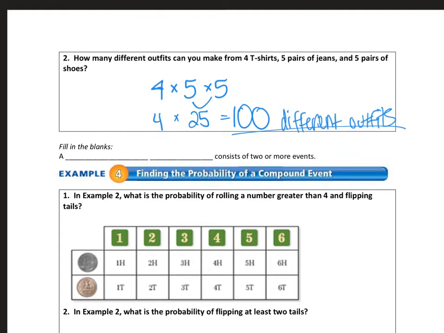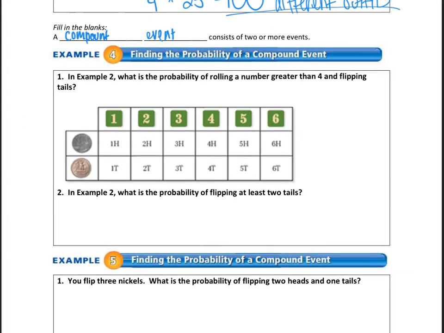Okay, next what we are going to focus on today is called a compound event. So a compound event consists of 2 or more events. Okay, so let's see how it would be used with probability.